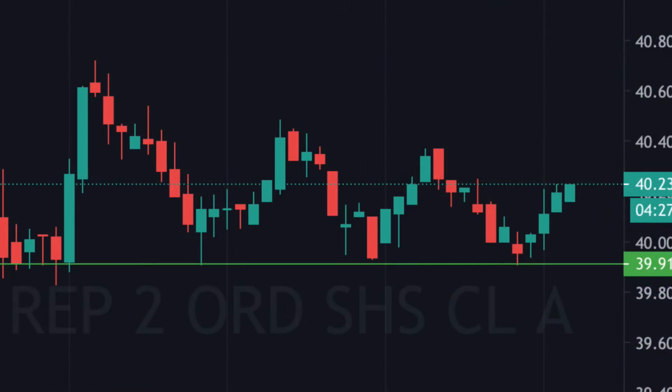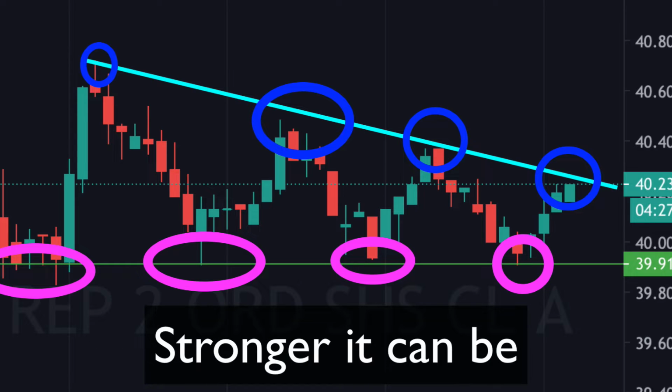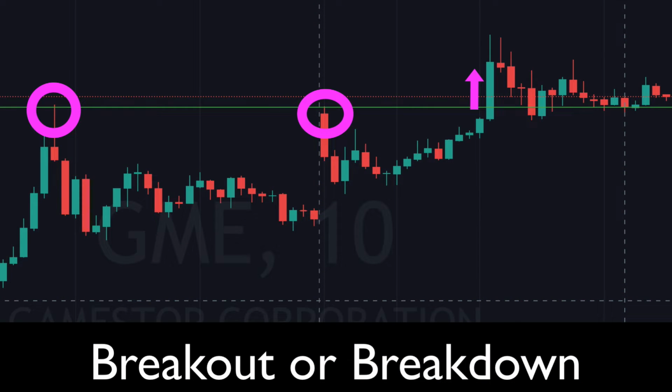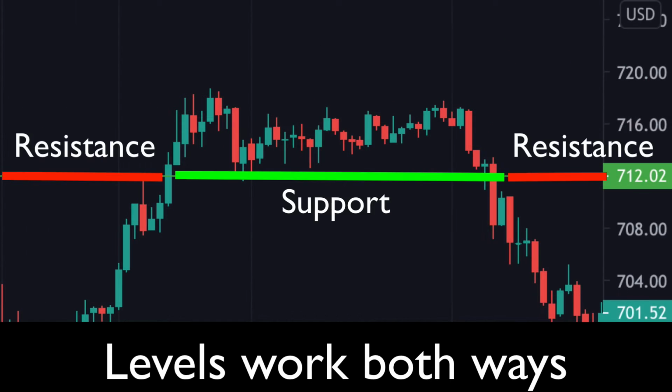The more times the stock bounces off a support level or a resistance level, the stronger that level can be. If it breaks that level, it will usually indicate a breakout to the upside or a breakdown to the downside. These support and resistance levels are typically both support and resistance levels. Once a stock finally breaks over that resistance level, it will now become a support level. The same goes for the support level. Once the stock breaks down through the support level, then it becomes a resistance level.